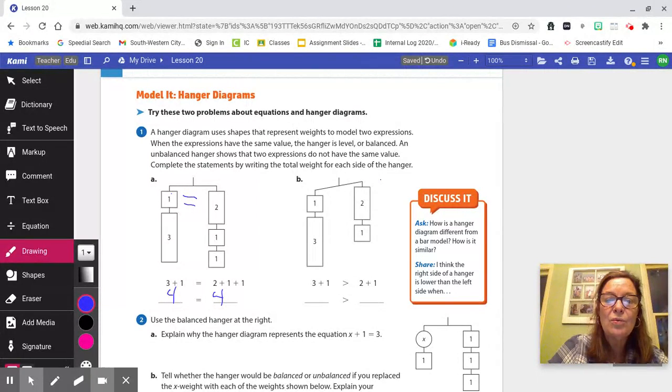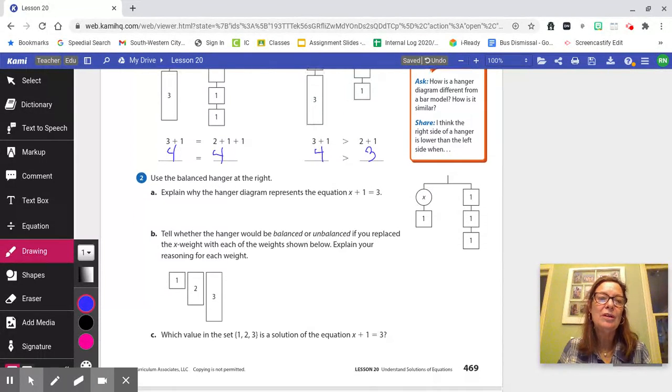This is 3 plus 1 on this side, so I've got 4, and that is greater than 3. Because it's tilted like that, the weight on the left side is heavier and it is greater. So it is not balanced.